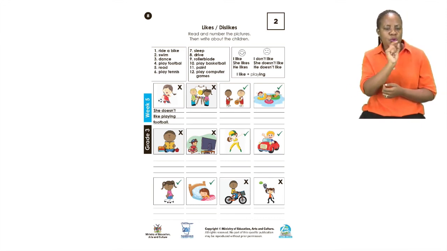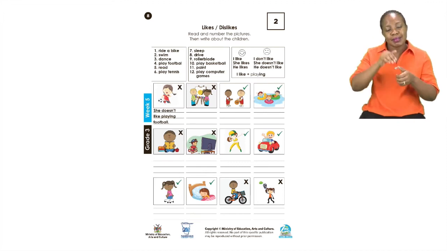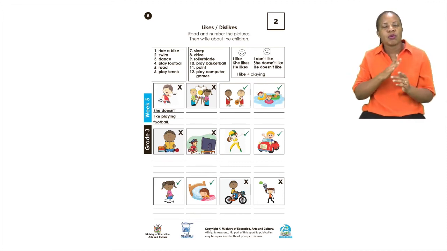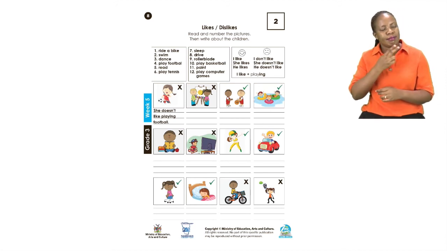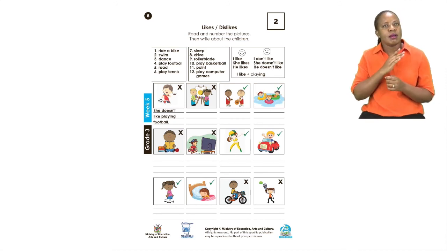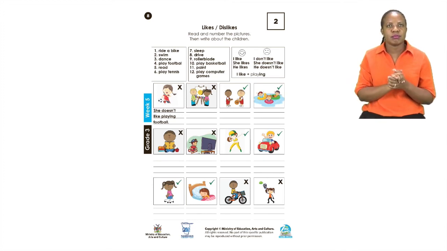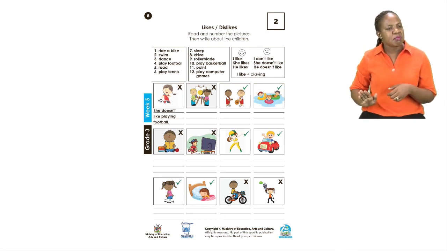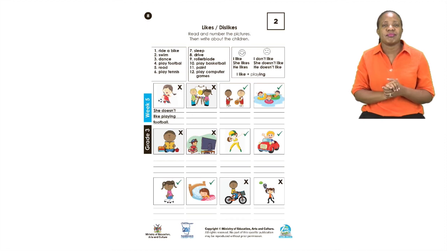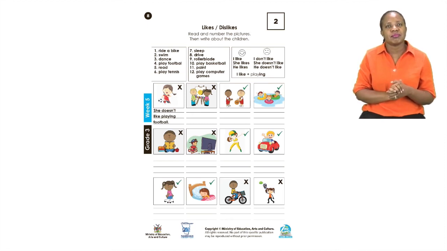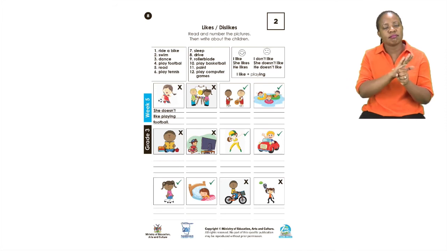Now remember, we are dealing with likes and dislikes. Our dislikes are going to be marked with an X. So when you are making your sentence, you know that this person does not like. Maybe she doesn't like, he doesn't like, or I don't like. Then you complete the sentence by saying what is happening in the picture.